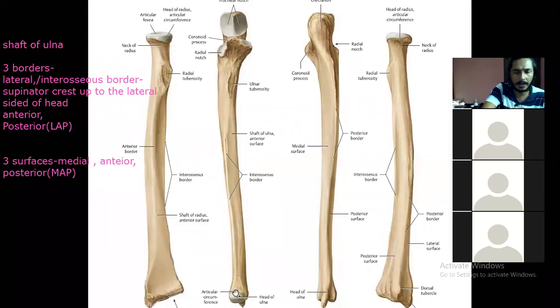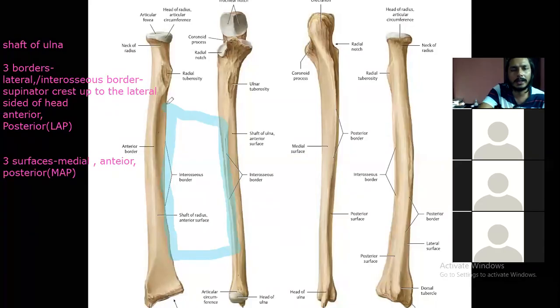So this is the head of the radius and ulna. See here, the head is here. So you will find this prominent border as the sharp border. That is the interosseous border. There is an extension of membrane between these two borders, so that is the interosseous membrane. It extends between the interosseous borders of these two bones. They are far apart here, but they will be near each other, so the interosseous membrane will be there.